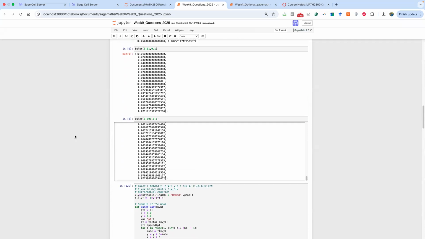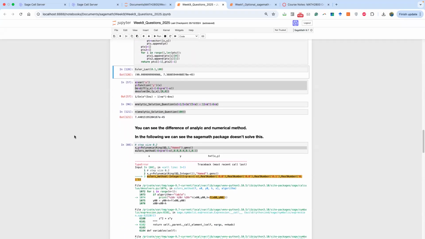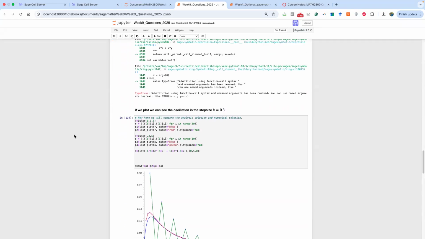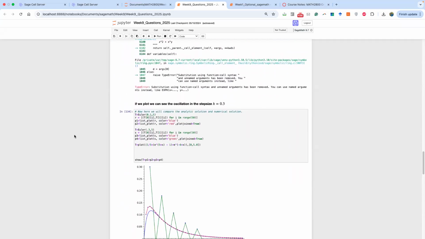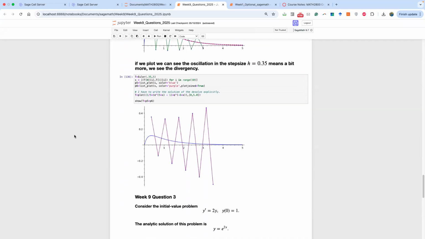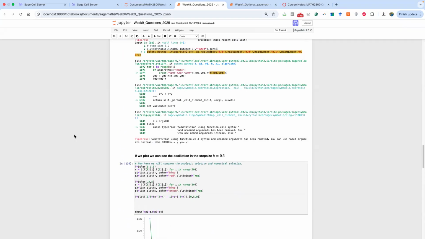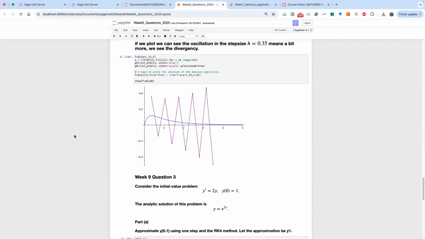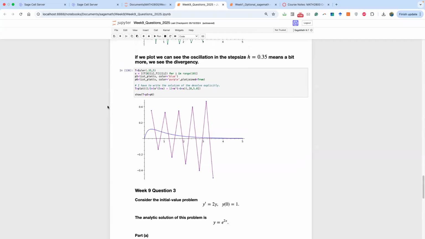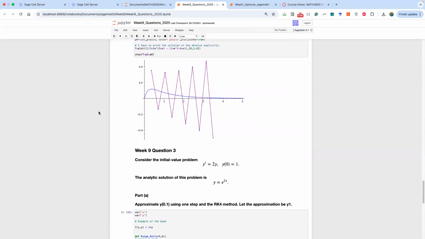I will talk about the forward Euler method and backward Euler method at the end again. All right, so let's move to question 3. We will come back here again. And by the way, the PDF of this will be shared as well.